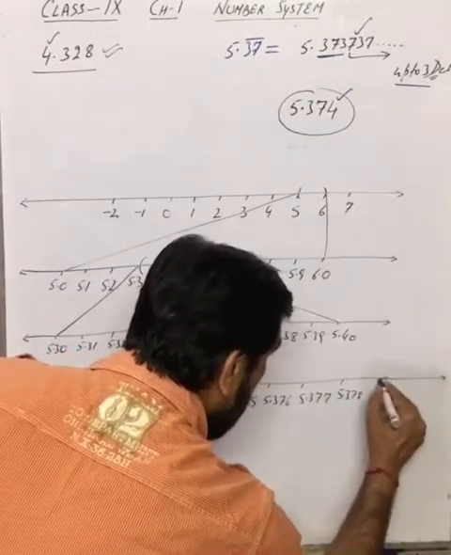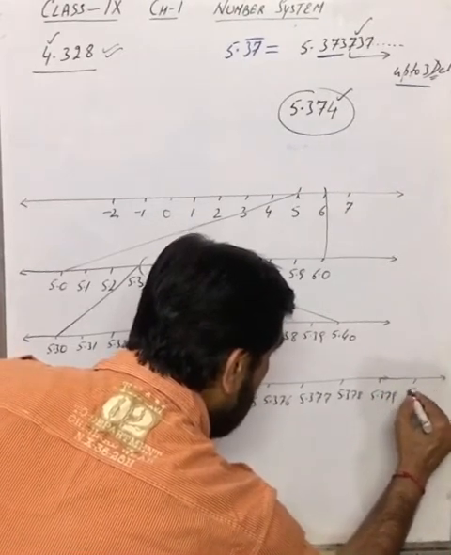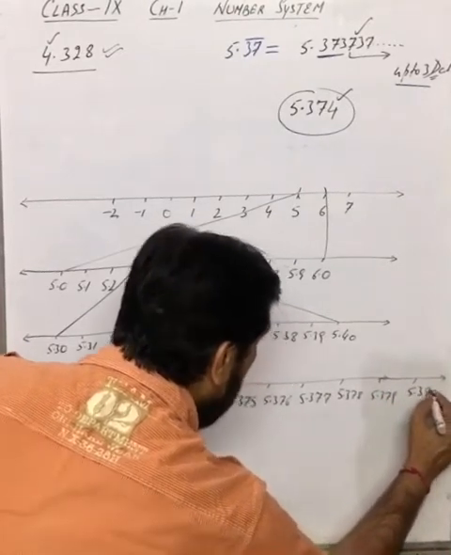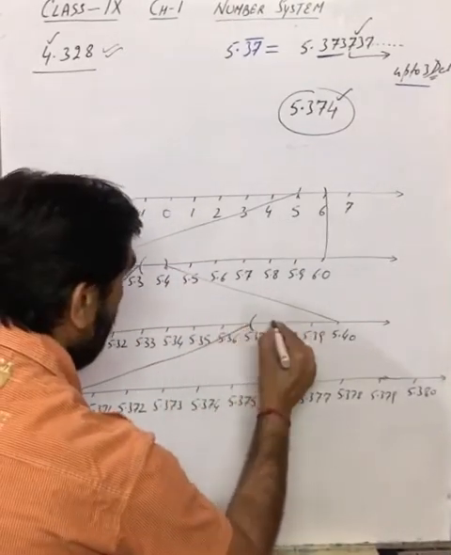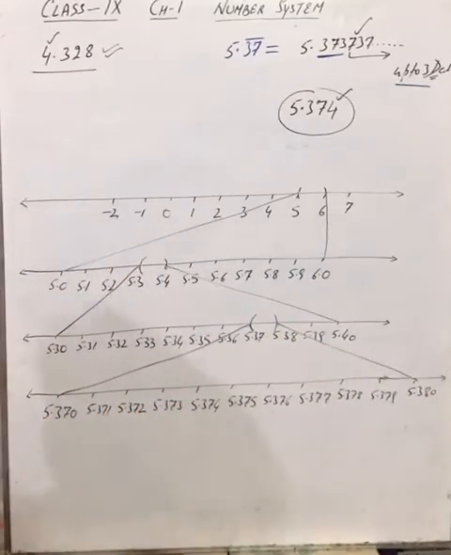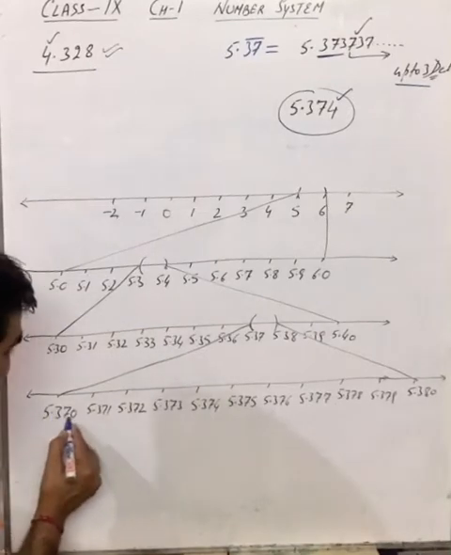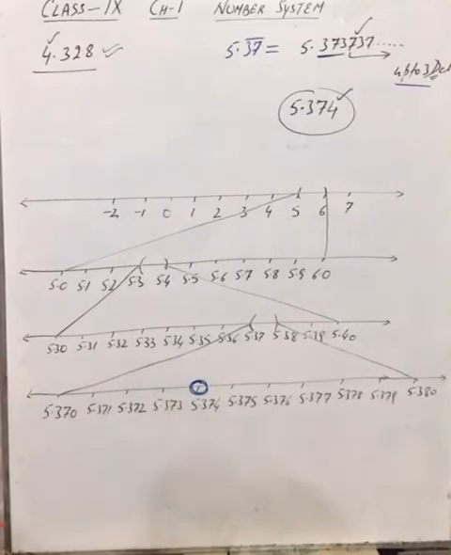5.377, 5.378, extend kar le isko. 5.379 and last is 5.380. Let's join it. Yahan pe end point and our number is 5.374. Here is our required decimal expansion.